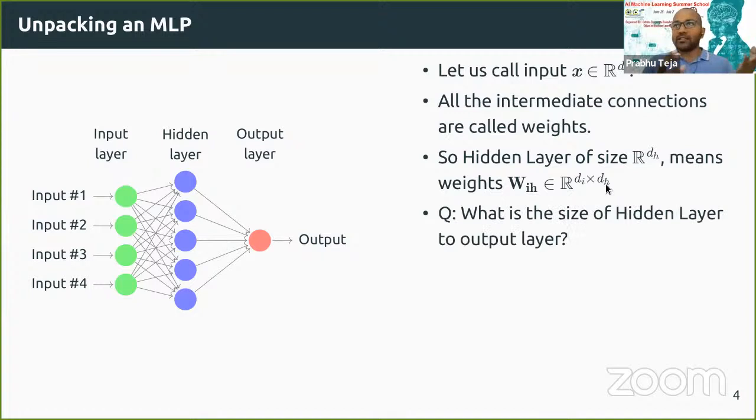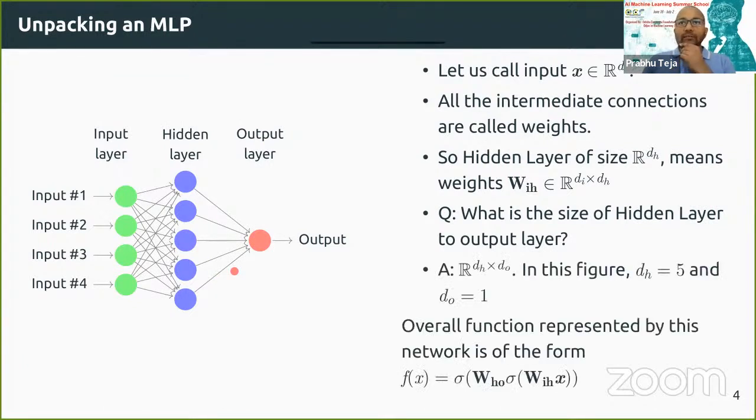So simple question, just to make sure we understand this. What is the size of this hidden to output, so what is the size of these weights? It just becomes dh times do. In this case, do is just 1 and dh is 5. So we have a matrix that is 5 by 1.